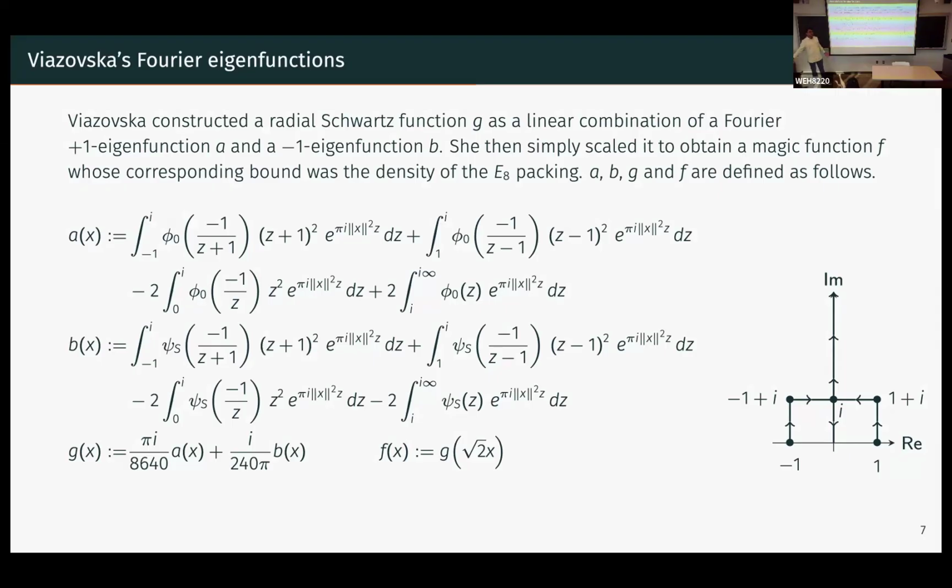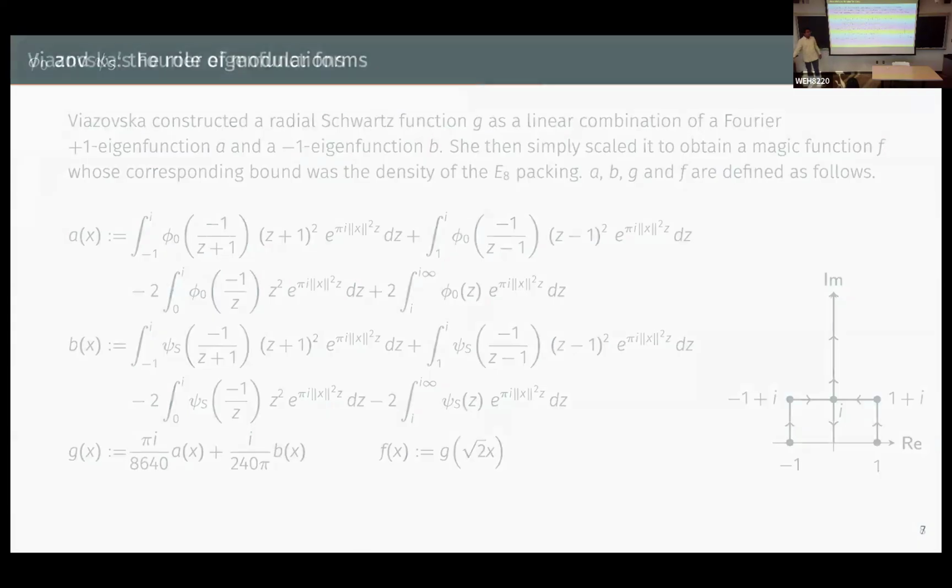Why have I chosen those contours? The first thing I'll mention is that these integrands are all holomorphic on the upper half plane because they are defined in terms of modular forms. In particular, there's also a modular form in the denominator, which is non-vanishing, whatever. But the point is that the integrands are holomorphic, so I can move these contours around and the integral doesn't change.